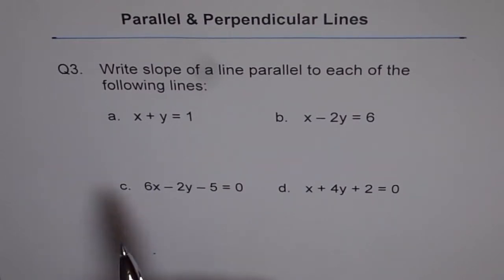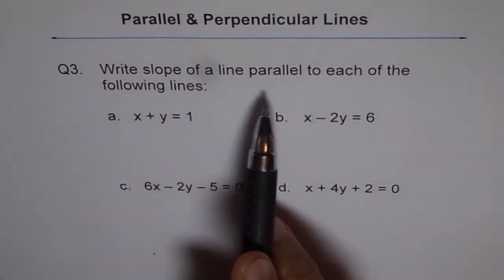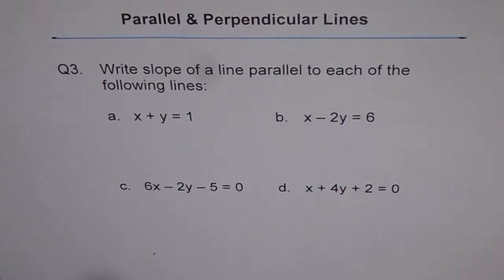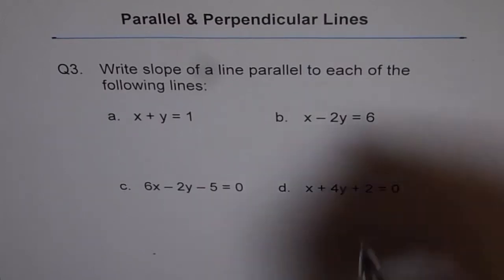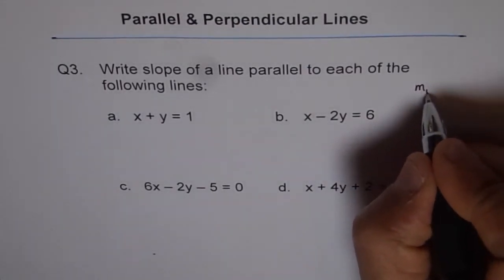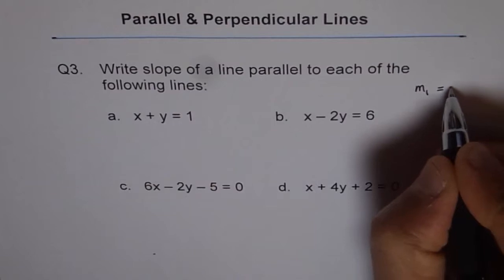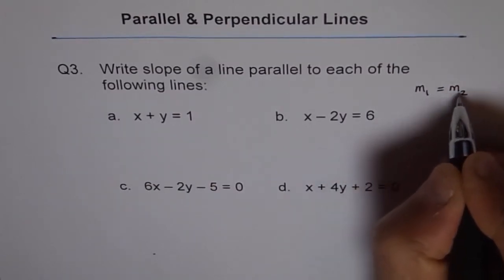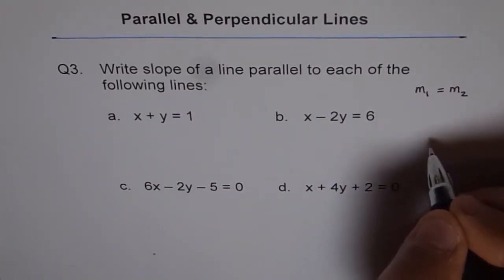Question number 3 is, write the slope of a line parallel to each of the following lines. So when we are saying parallel, that means their slope should be the same, correct? So if the slope of a line is m1, then the parallel line's slope will be m2 and both will be the same. So m1 should be equal to m2.